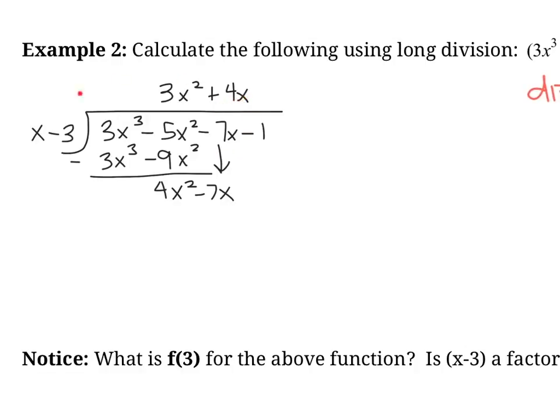Now we have 4x times x. That's going to be 4x squared, which perfectly matches. And then I have 4x times negative 3. That's going to be negative 12x. All right, now let's start subtracting. So we have 4x squared minus 4x squared. That's just going to be 0. And next I have negative 7x minus negative 12x is going to be 5x.